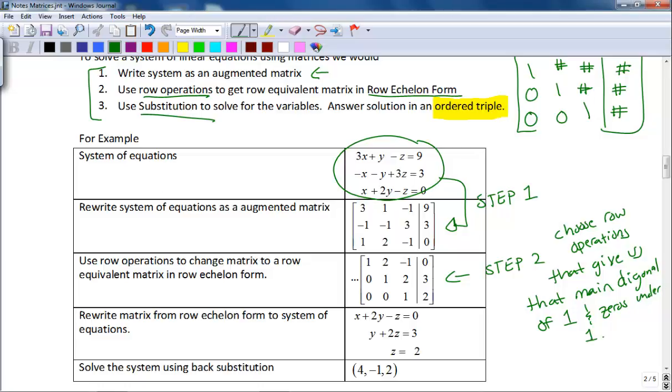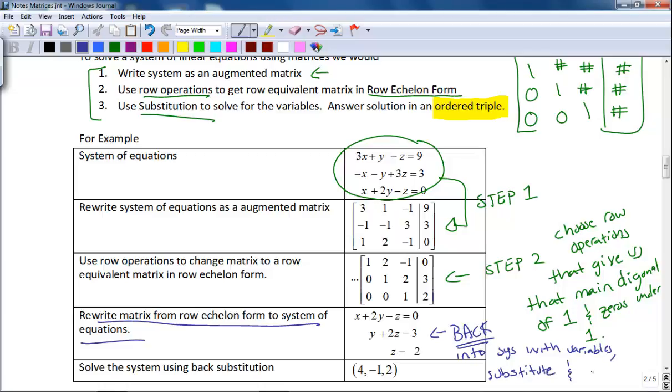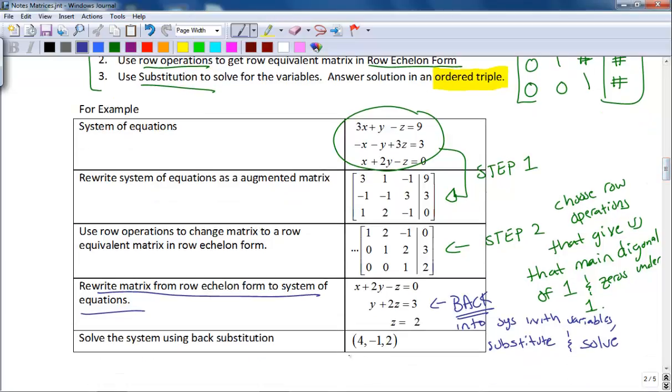Then step 3 says to use substitution to solve for the variables. So what you need to do is you need to rewrite the matrix into a system of equations. So we're going to change back into a system with variables, substitute, and solve. I also said that our answer was going to be an ordered triple. For example, that's what an ordered triple will look like. So these things are that step 3.